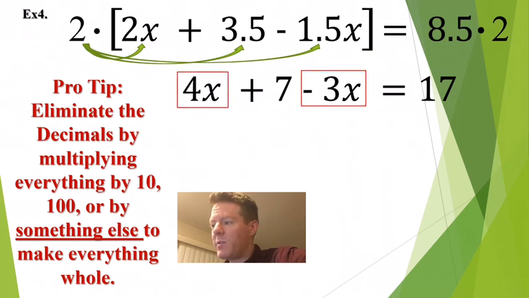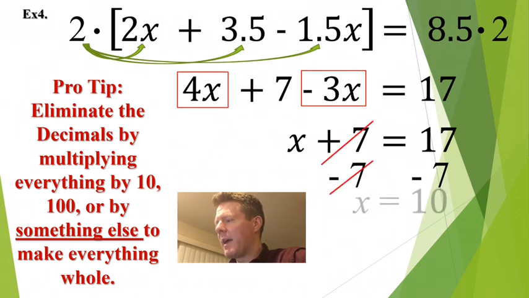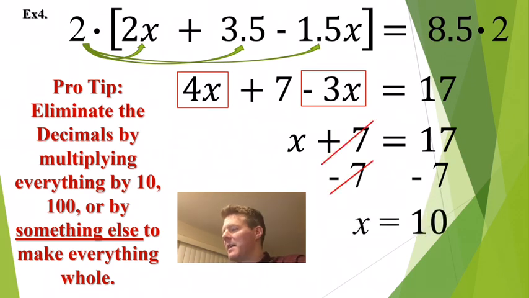Again, I still have these 2 like terms. I can combine them, but this time it's okay. 4 minus 3, well, that's 1x. And then I just have to move that plus 7 constant by taking it away, and that's going to give me x is 10. And that's it. I mean, that's all there is to it. So that's a pro tip too.